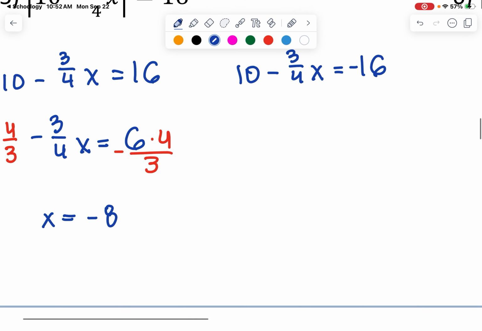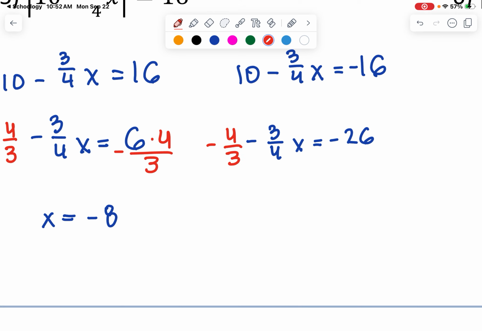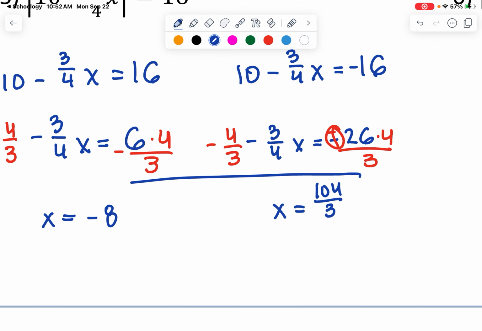And then here, subtract 10 from both sides. We have negative 3/4 x is equal to negative 26. And then same thing, multiply by the reciprocal, multiply by negative 4, divide by 3. Negative over negative is a positive. 26 times 4 is 104, which is not simplifiable. So I'm just going to leave it as 104 over 3. So there's your 2 solutions.